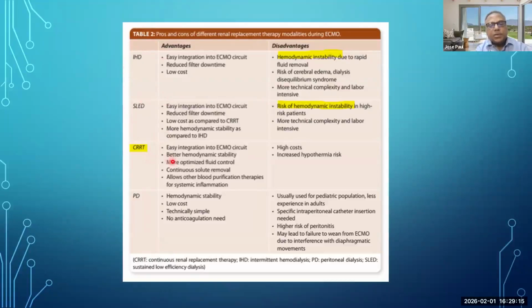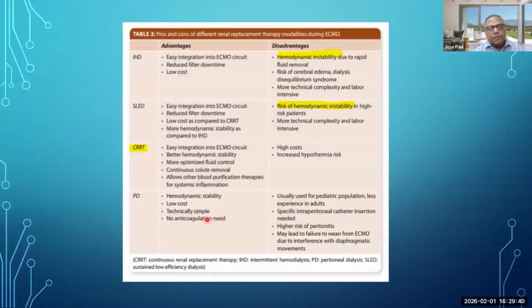Then CRRT is the most common modality that is used, and it can be easily integrated into the ECMO circuit. Better hemodynamic stability is there, more optimized fluid control because everything is under your control. Continuous solute removal, very good, and it resembles a physiological state of the patient. Then it allows other blood purification therapies for systemic inflammation. Again, the main limiting factor is high cost.